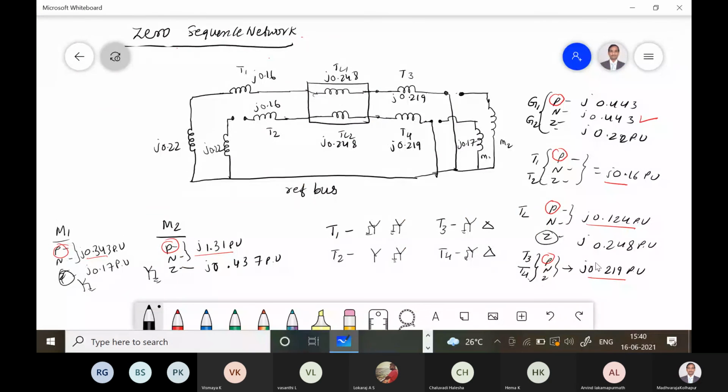Yes, sir. So the last point, that is motor 2. It is J0.43 per unit. So this is the zero sequence network of this particular topic. Is it clear? Any doubt regarding this?